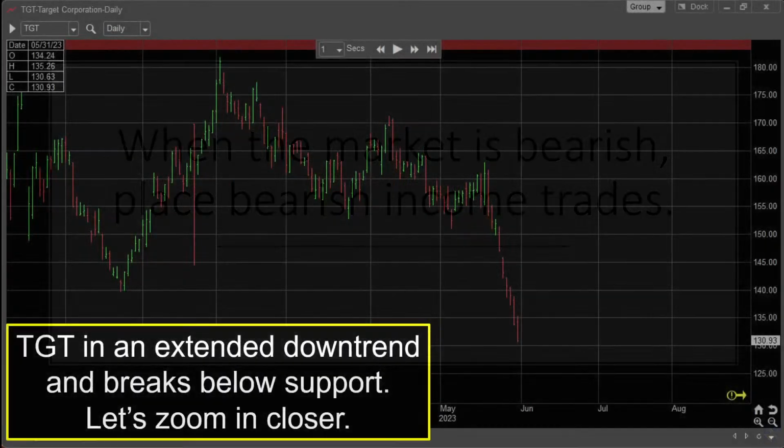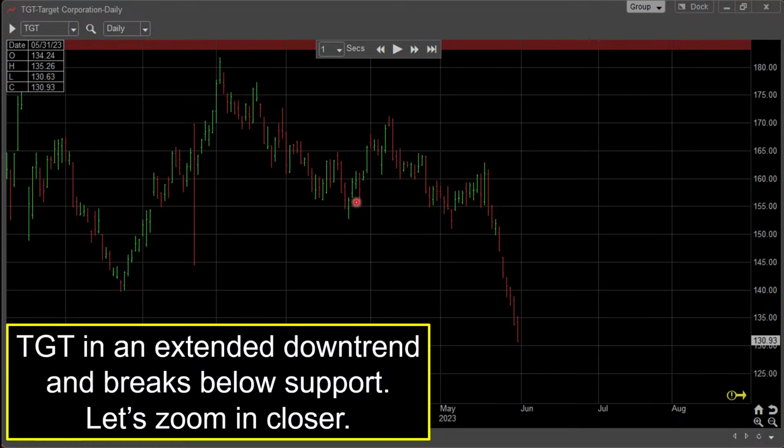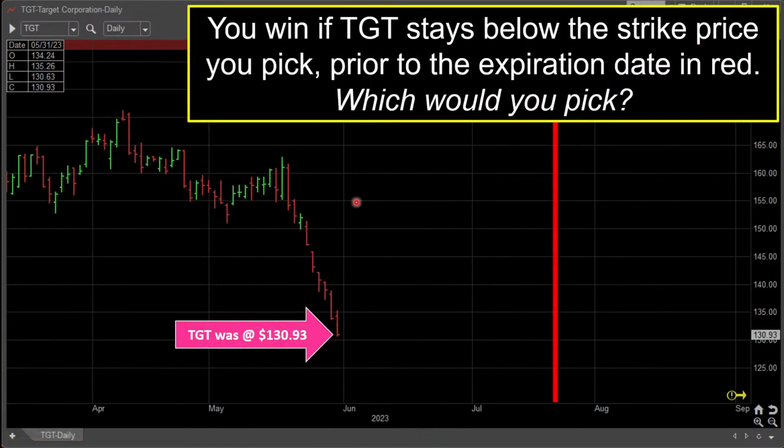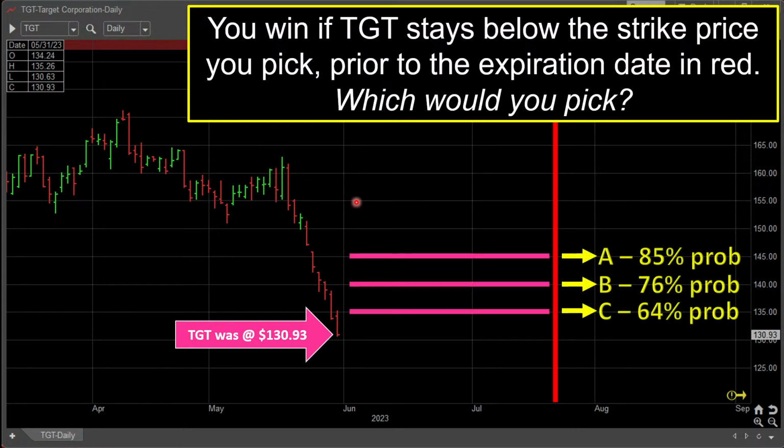This is Target. This was actually a trade a little bit before that, back in late May. Target's been in an extended downtrend. It broke below a big low back there at 140. I zoom in and I see Target's at 130.93. It's basically at 131 bucks. Now, when I look at my options in my broker, and again, 99% of option brokers have this information, you can look at the strike, look at the expiration, and it will tell you what the odds are. It is an 85% chance of staying below 145 by expiration.